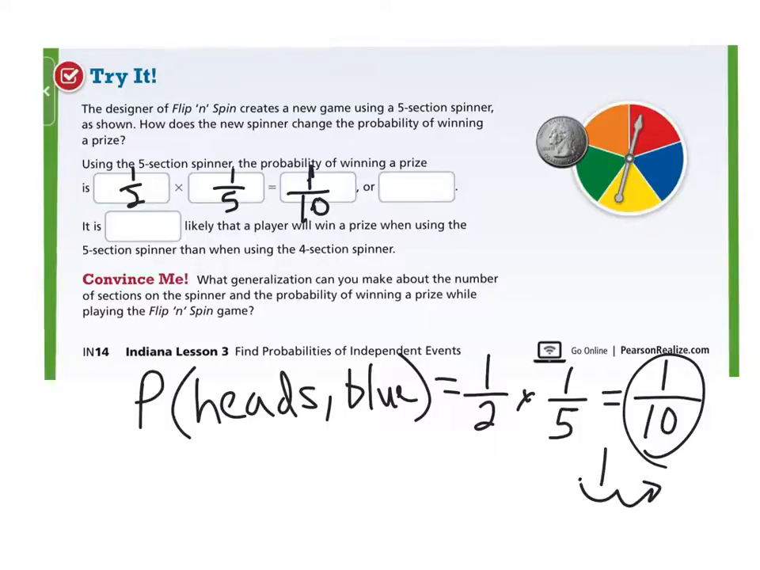So since it says equals blank or blank, we would want to put both representations there, so the 1/10 or 10%. And then it says it is blank likely that a player will win a prize when using the 5-section spinner than when using the 4-section spinner. So with the 5-section spinner we have a 1 out of 10 chance. With the 4-section spinner we had a 1 out of 8. So 1 out of 10 versus 1 out of 8. With the 5-section spinner, then it is less likely that a player will win a prize.